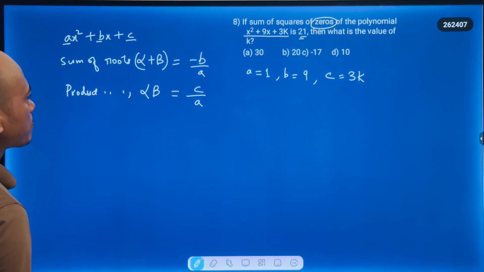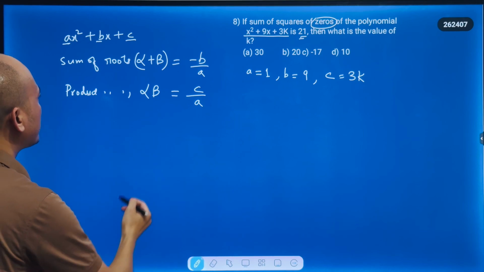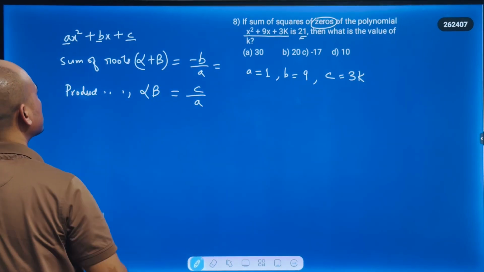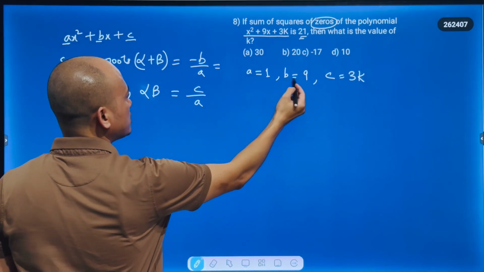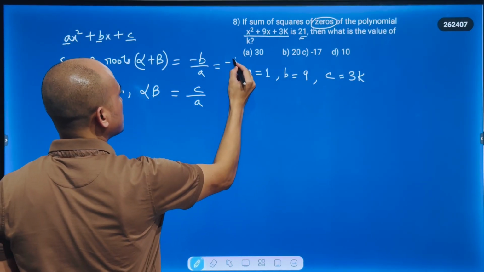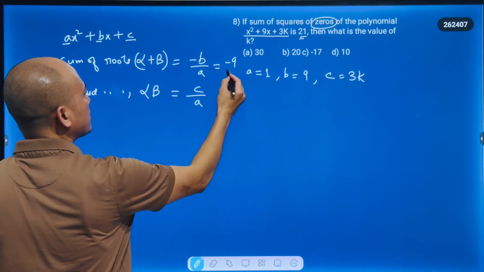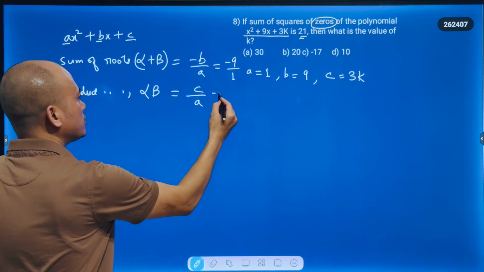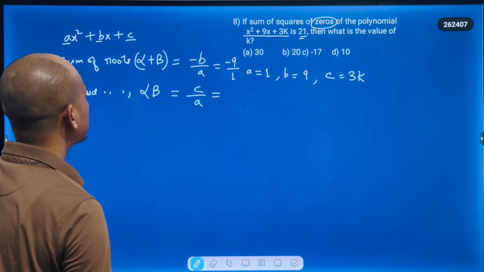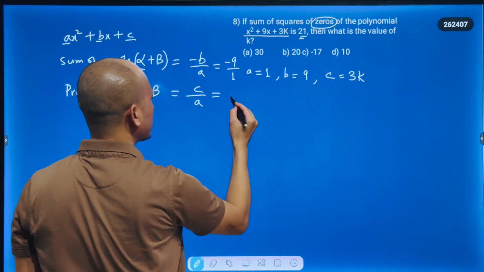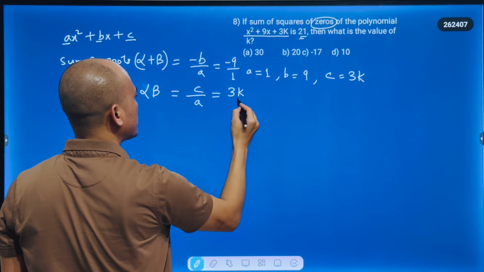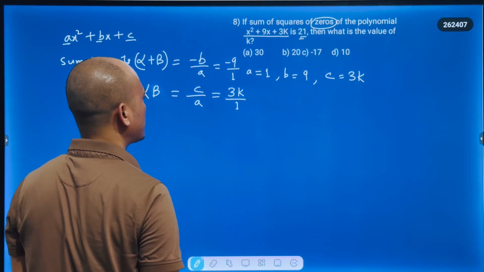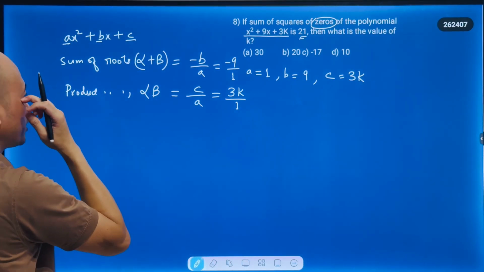So the sum of the roots, minus b by a, in this case will be how much? Minus b is how much? B is given as 9, so minus b is minus 9. A is 1, so the denominator doesn't hold any value. So here, c by a: c is how much? C is 3k, so 3k by a. A is again 1 only, so 1 doesn't matter if it is in the denominator.